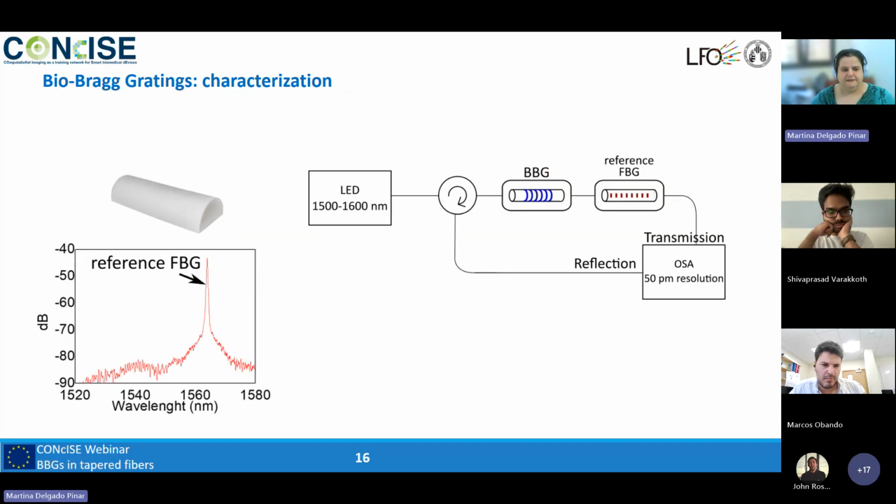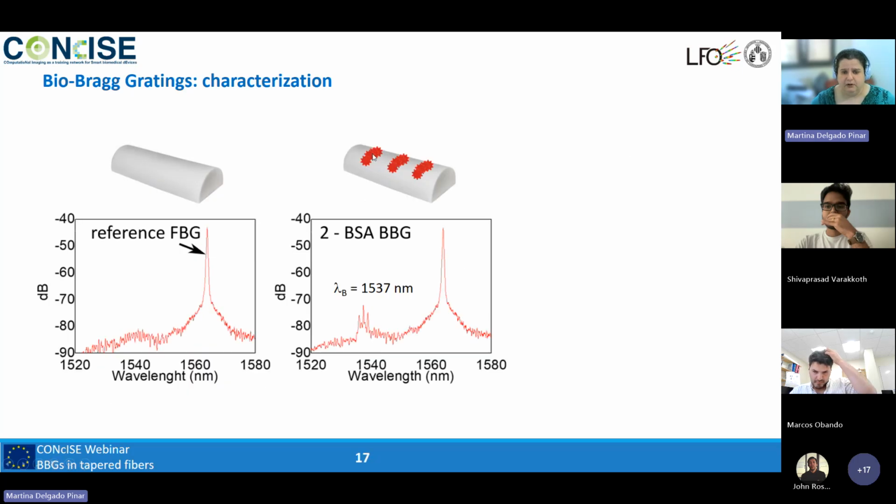Then, how are the experiments done? First, we are measuring a nude fiber, a nude taper. We put a reference fiber Bragg grating, a conventional one, in a single mode fiber, just to control the conditions of strain and temperature in the laboratory. And then we only see the reflection peak corresponding to this fiber Bragg grating. In a second step, we set the pattern of BSA molecules, and then we can see at the Bragg wavelength a weak reflection corresponding to this bio-Bragg grating conformed only by the BSA molecules.